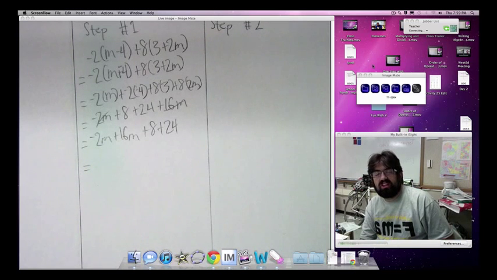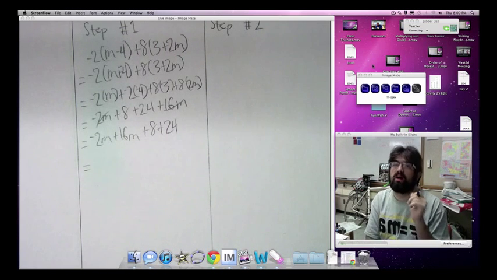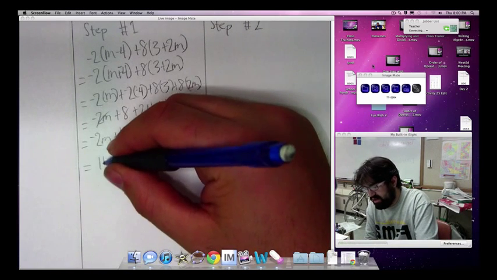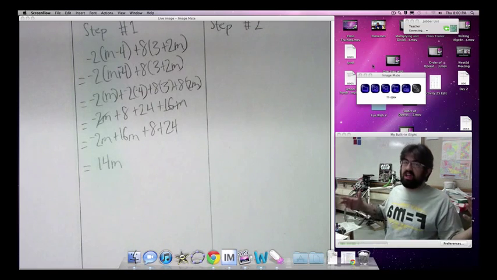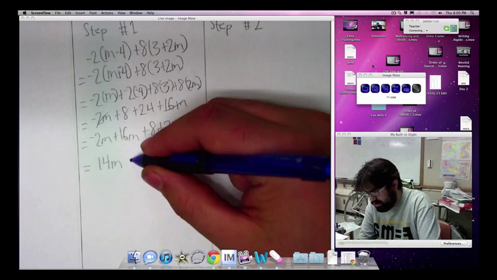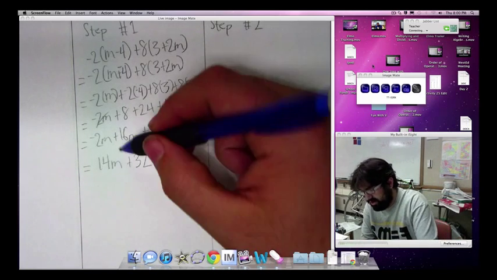Negative 2 plus 16, one's positive, one's negative. Positive has more voting power, so positive will win. Negative 2 plus 16 is 14. M hasn't changed. M hasn't done anything. 8 plus 24 is 32. So we've gotten here. That's step 1.